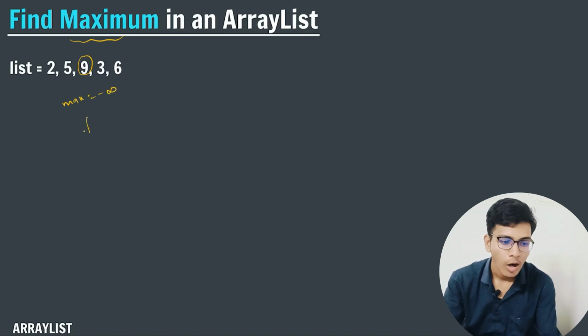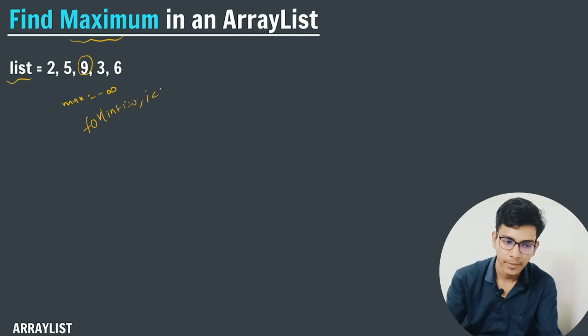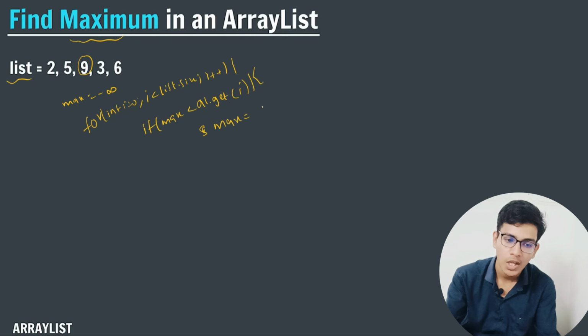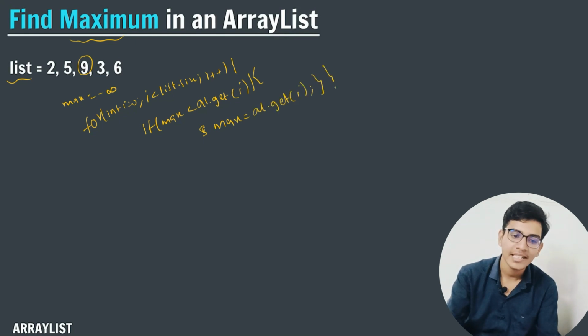for our whole array list, for int i = 0, and i should be less than, let us consider that list is my name, so list.size(), after that i++. In this, if max is less than al.get(i), then we'll change the value of max to al.get(i). That's all. And finally we will print System.out.print of our max value.